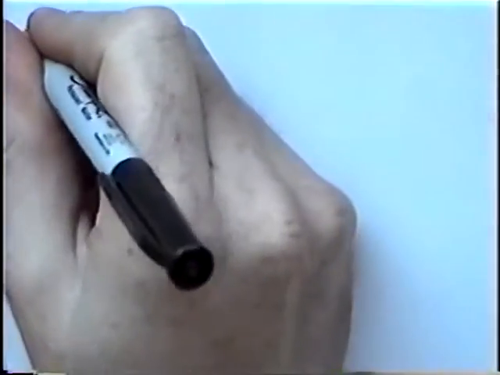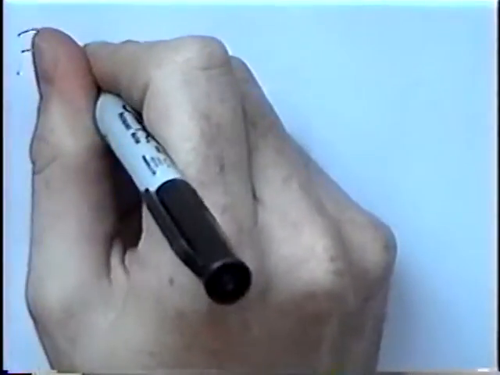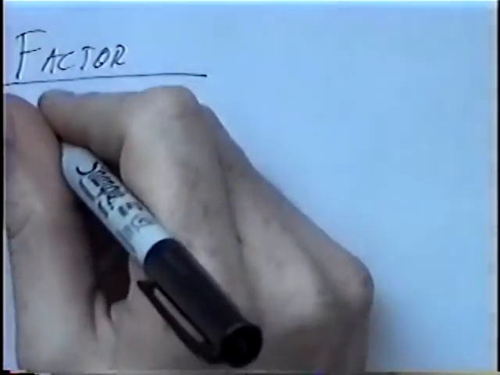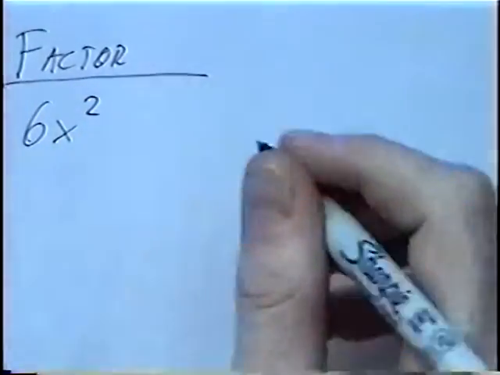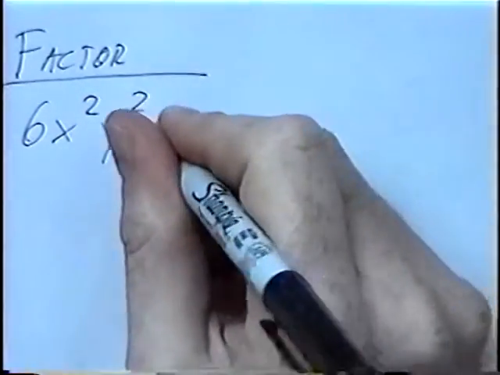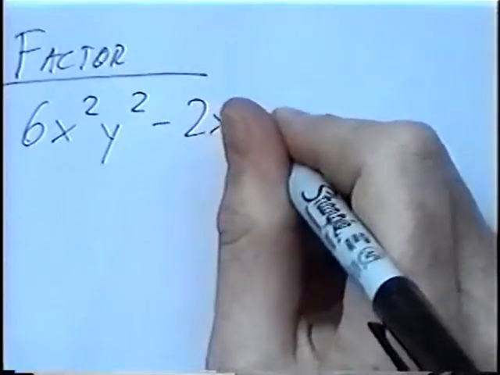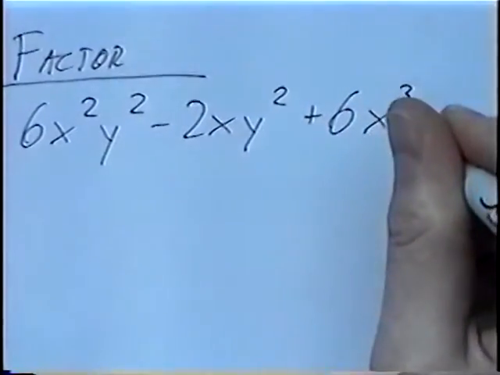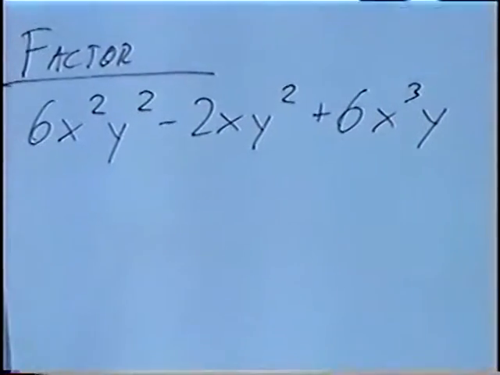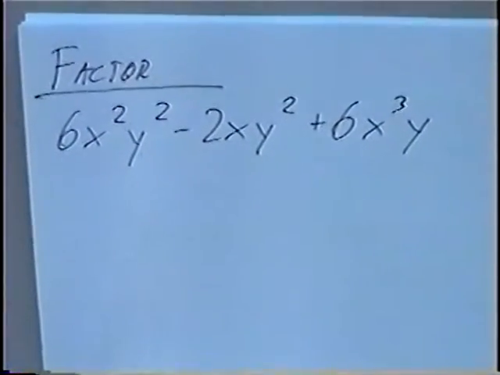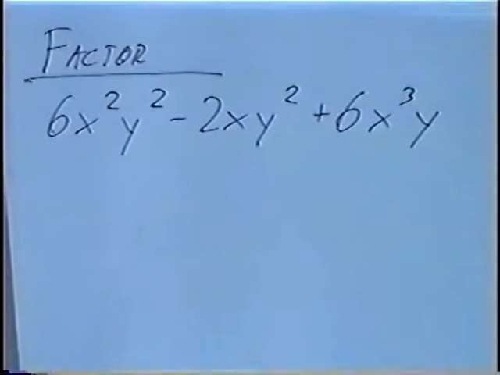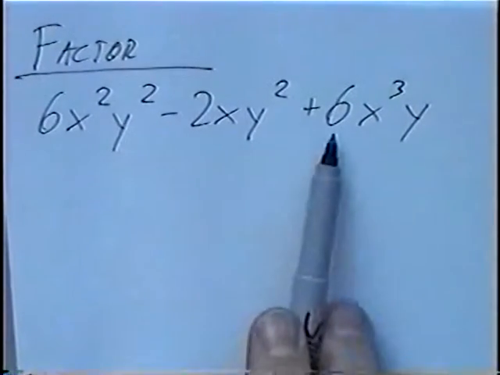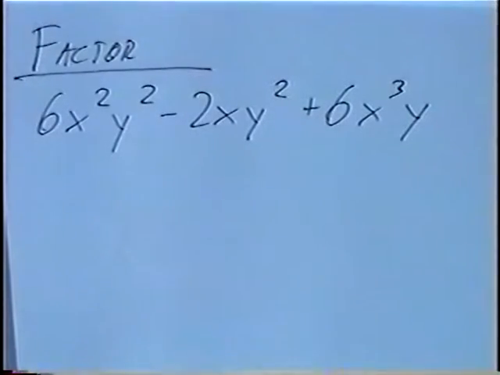The title of the first section today is Factor. First question: 6x squared y squared minus 2x y squared plus 6x cubed y. When factoring, you can look back at the formulas or think about different ways to factor. The most basic way to factor, though, when you have numbers in common, is the greatest common factor.